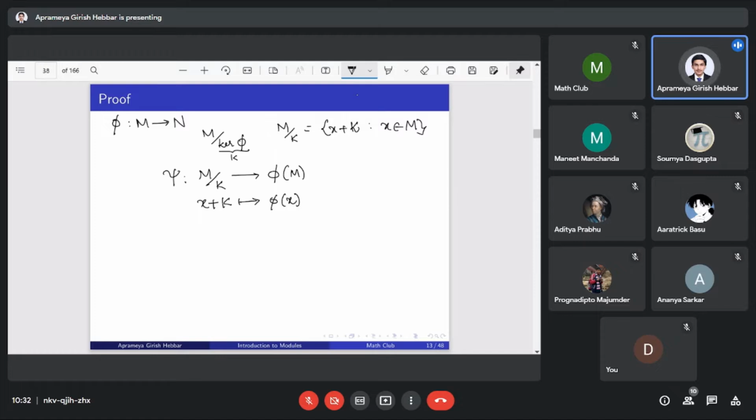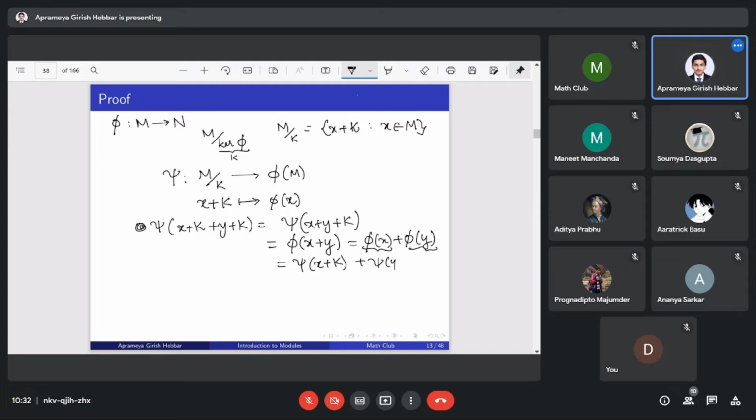So is this a linear map? Let's check. So psi of ((x plus K) plus (y plus K)), what would that be? By definition, this is psi of (x plus y plus K). And how I defined the map, this would be phi of (x plus y). And since phi is an R module homomorphism, this is phi of x plus phi of y, since it respects the addition between module elements. Now by definition of psi, this is nothing but psi of (x plus K) plus psi of (y plus K).